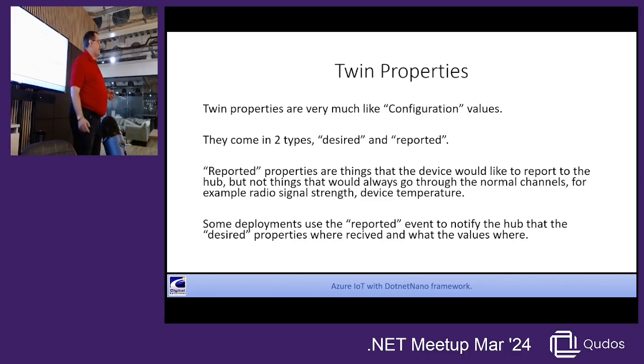Some deployments use the reported functionality in order to report back to the back-end application to say, yes, I've received the desired properties that you gave me. In fact, that is actually one of Microsoft's recommended strategies for the desired report property cycle. Again, they don't have to be responded to, but if you wanted to, there are methods and classes built in to allow you to easily do that.